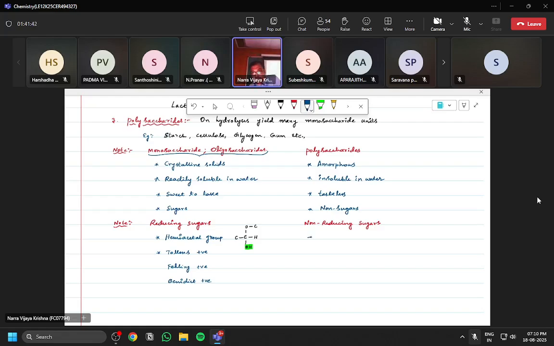Non-reducing. What do non-reducing sugars mean? No positive test with Tollens, Fehling's, Benedict's.